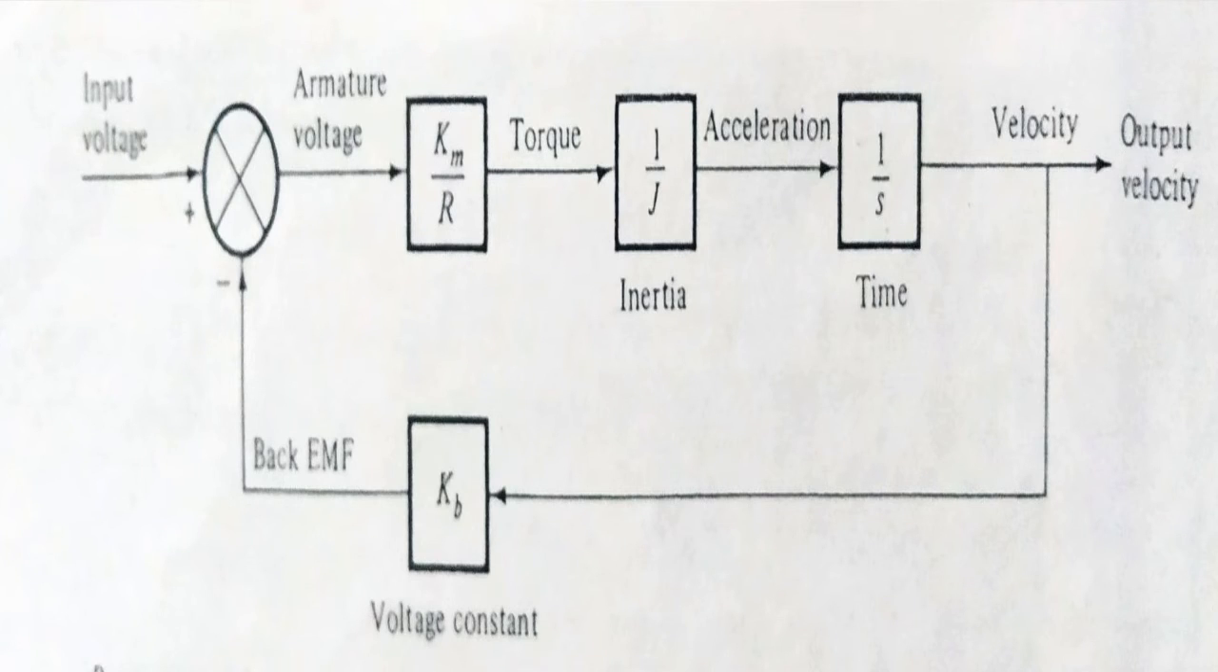We can see the block diagram of a DC servo motor. The input voltage applied to the armature creates a torque, and this torque creates an acceleration. The generated back EMF feeds back into the system, thereby we get a constant or steady rotation at the output of the motor, the rotor part of the motor. This is what happens in a DC servo motor.